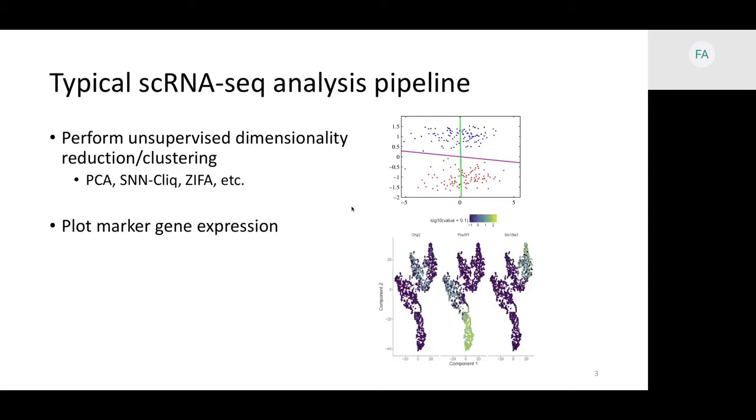Another thing that you might do is look at the expression of marker genes. Marker genes are great when you have them, but particularly for single cell, if they do exist, they're probably few in number, and because of the noise, it's not ideal. So you'd preferably like to do analysis based off of all of the genes rather than just a subset.